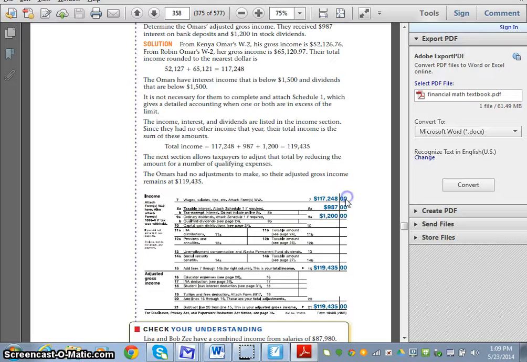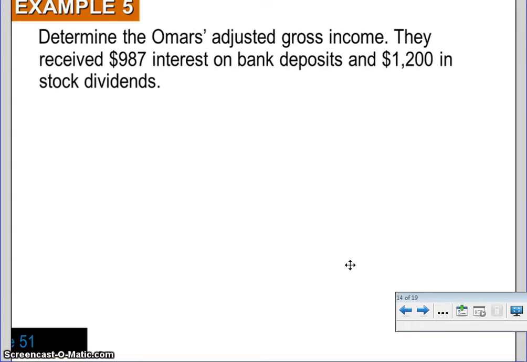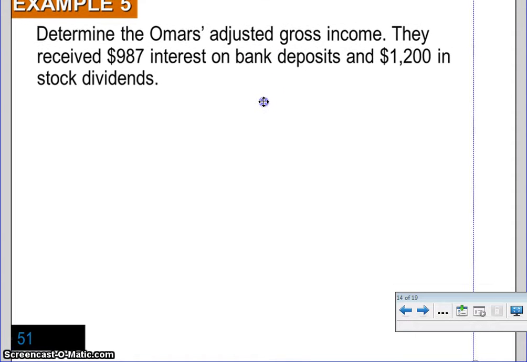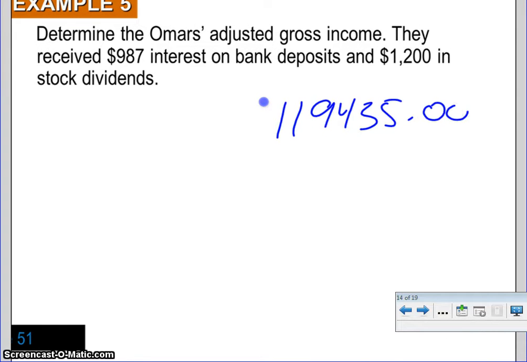We can also, on the previous page, add the two W-2s together. And I'm looking down at the chart here. Then the $987 in interest, the $1,200 in dividends. And right down here we can see that their taxable income was $119,435. So we have $119,435 as that taxable income.